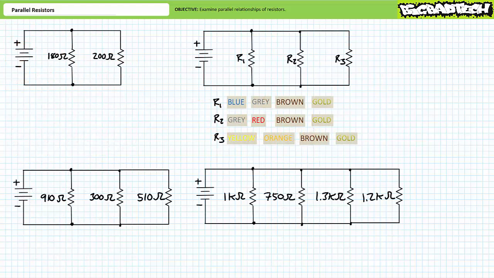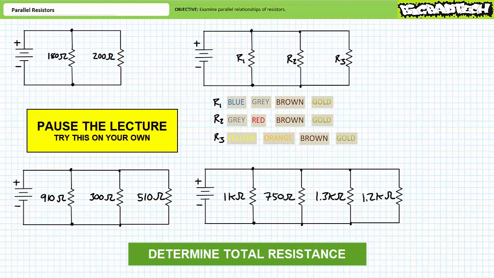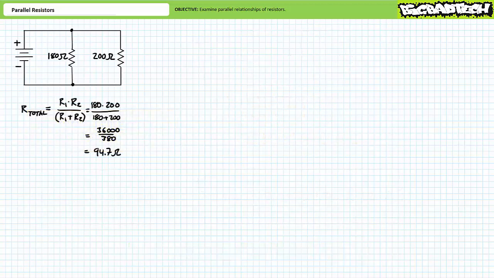Let's put your understanding of resistors in parallel to the test with this set of example problems. For each parallel circuit, determine the total resistance seen by the source. Express all answers using proper engineering format to the 10th place. By all means, pause the lecture and try this on your own. If you're tracking, you should have obtained the following values. For our first circuit, the source sees a total resistance of roughly 94.7 ohms.